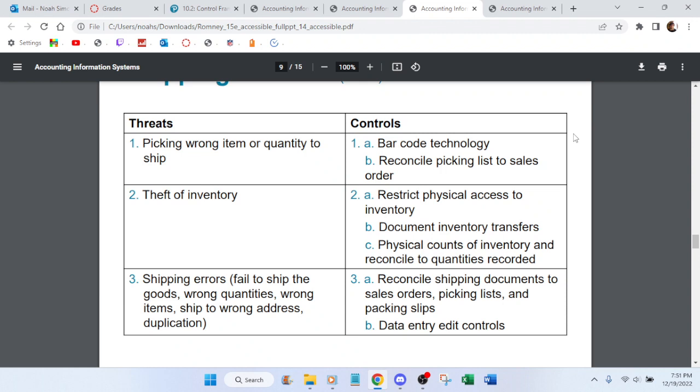Fail to ship the goods, wrong quantities, wrong items, ship to the wrong address, duplication. Reconcile the shipping documents to sales orders, picking lists, and packing slips. Data entry edit controls.